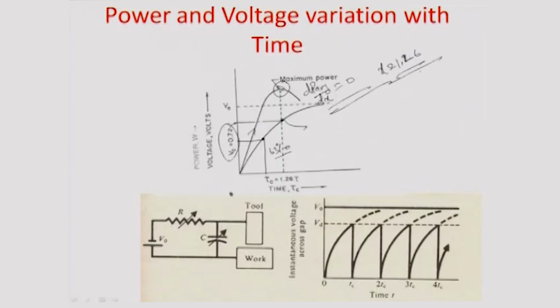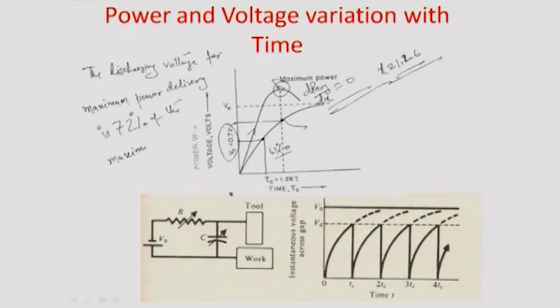So, in other words, we really can say that the amount of discharging voltage for maximum power delivery is 72% of the maximum source voltage, or supply voltage.